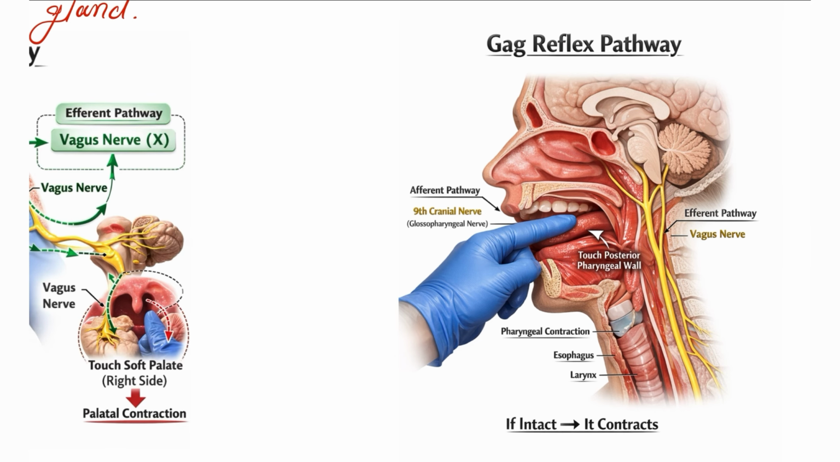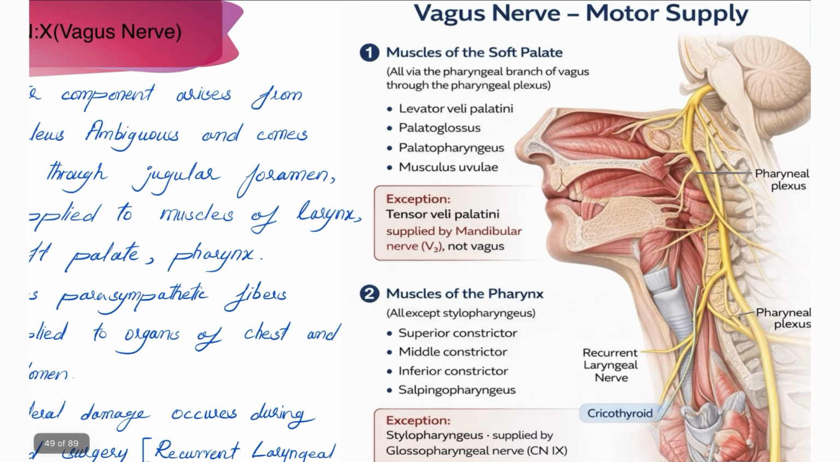The 10th cranial nerve is called the vagus nerve. The motor component arises from the nucleus ambiguus and comes out through the jugular foramen and supplies muscles of the larynx, soft palate, and pharynx. As you see in the image, the muscles of the soft palate include levator veli palatini, palatoglossus, palatopharyngeus, and musculus uvulae.